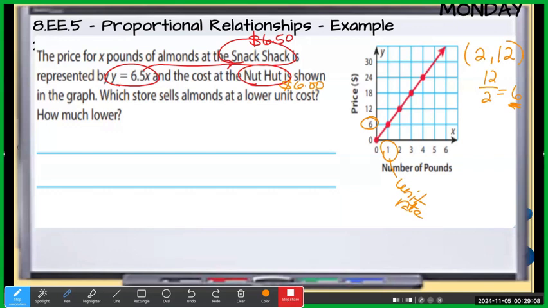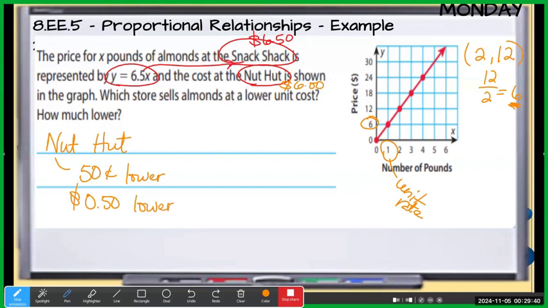So now that I've found both of them, I'm going to read the other question. It asks, which store sells almonds at a lower unit cost? Who makes them cheaper? So that's my first answer, the Nut Hut. It then asks you how much lower. So I got $6.50 and $6. We've been doing numbers and math for so long, so you can say 50 cents lower, or you can write it as money, $0.50.